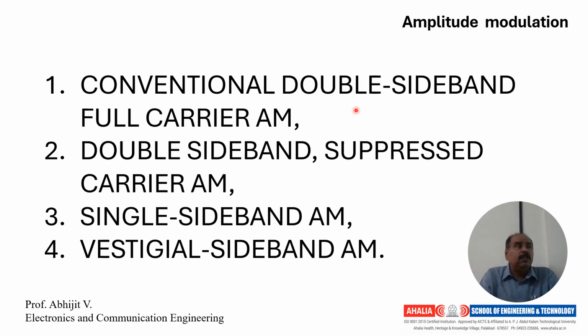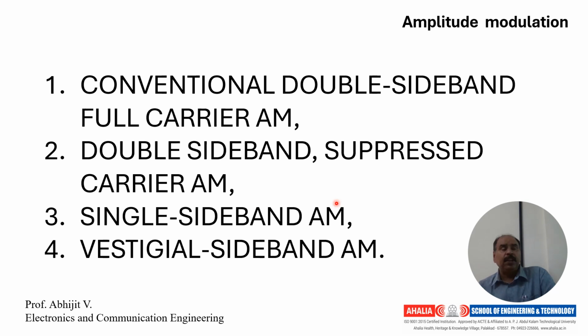First one is the conventional double sideband full carrier amplitude modulation. The second one is double sideband suppressed carrier amplitude modulation. The third one is single sideband amplitude modulation. The fourth one is vestigial sideband amplitude modulation. We will be covering in depth the first three. Conventional double sideband full carrier amplitude modulation, which we have already seen, is the ordinary way of amplitude modulation. We have two sidebands, the upper sideband and the lower sideband, at frequencies fc plus fm and fc minus fm.